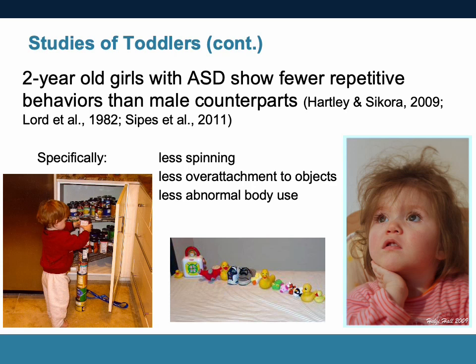So in general, there appear to be some early emerging differences in that third aspect of what we used to call the triad of autism symptoms: social, communication, and then repetitive behaviors and interests. So repetitive behaviors and interests could be an area of significant sex differences.